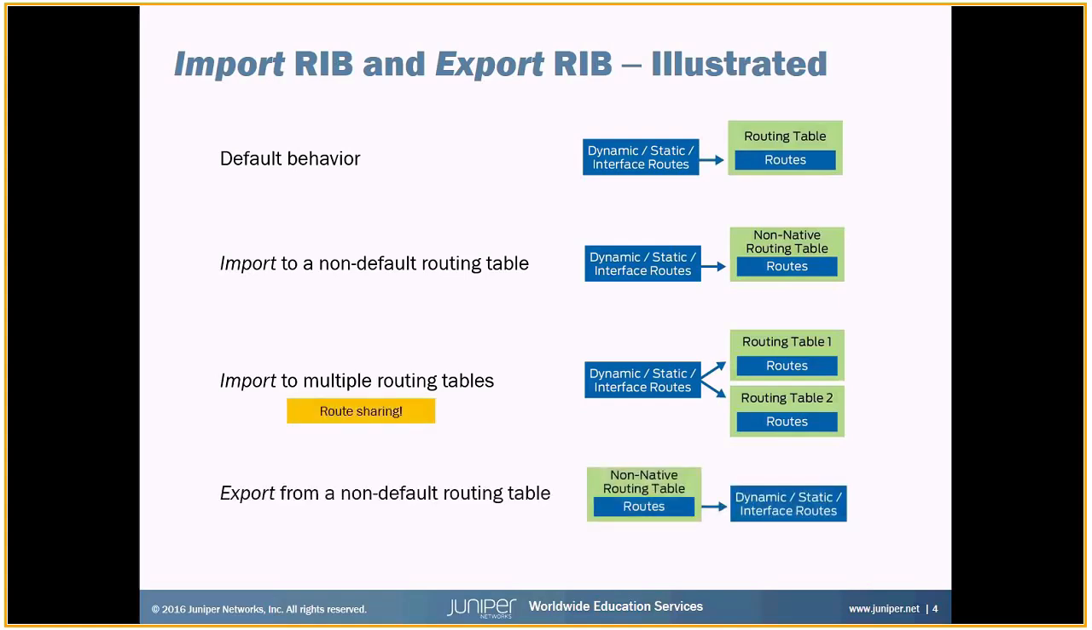The last option here is the other side of the equation. It's the export function. When you're exporting a given route out of a device to neighbors, you can, using the export function, pull those routes from a non-native or a non-natural routing table. So those are the options for import and export in terms of rib groups, and again, that sets the stage for what we're going to do here. That third option is the one, the route sharing option, and that's the one we'll focus on as we go forward.